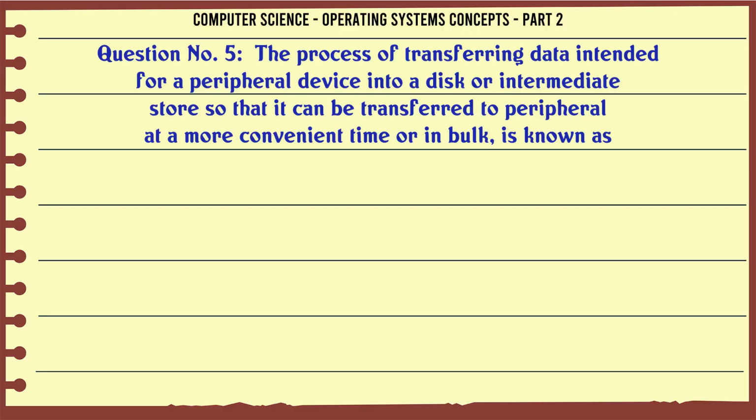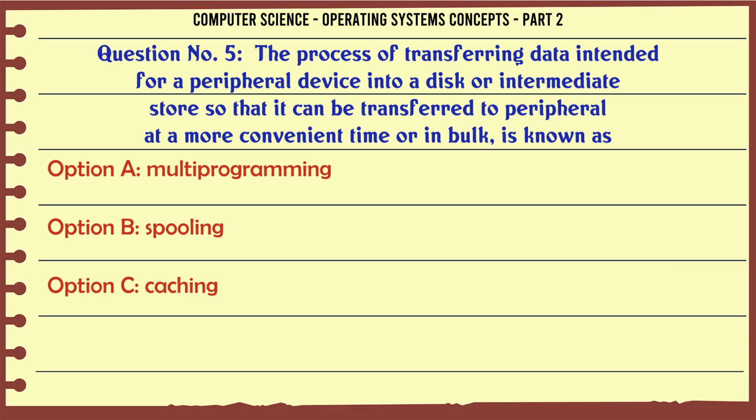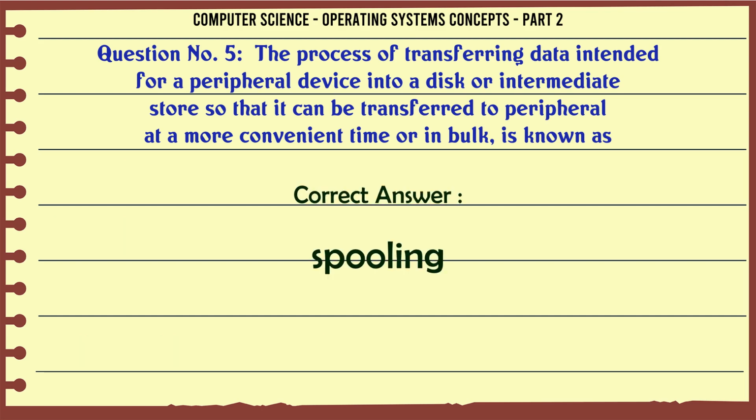The process of transferring data intended for a peripheral device into a disk or intermediate store so that it can be transferred to the peripheral at a more convenient time or in bulk is known as: A. Multiprogramming, B. Spooling, C. Caching, D. Virtual programming. The correct answer is spooling.